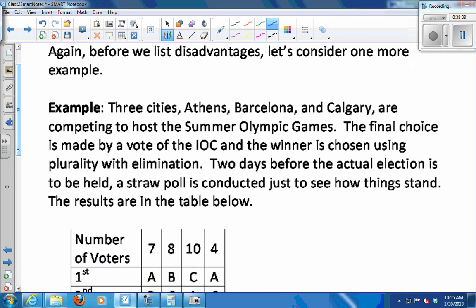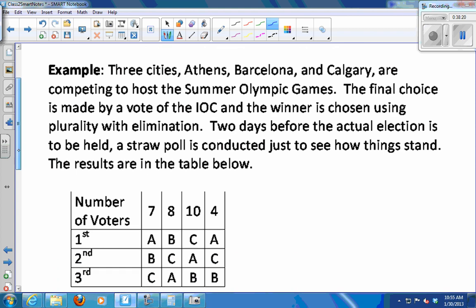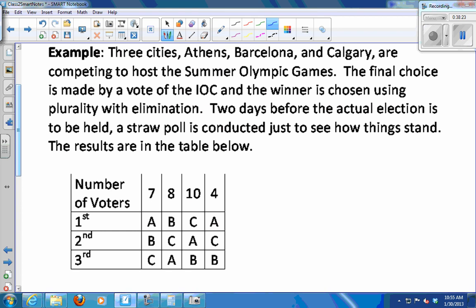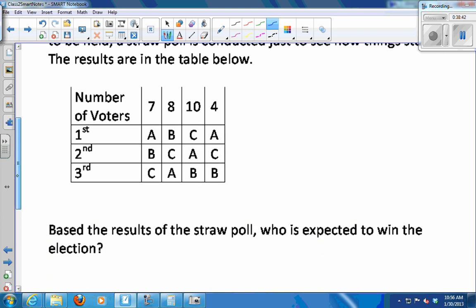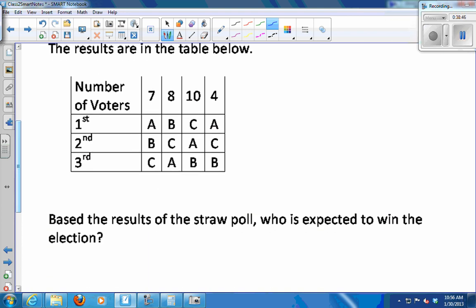So again, before we list its disadvantages, we're going to consider one more example. We have 3 cities, Athens, Barcelona, and Calgary, competing for the Summer Olympic Games. The final choice is made by a vote of the International Olympic Committee. The winner is chosen using plurality with elimination. For real, this is how the International Olympic Committee decides. So 2 days before the real election is to be held, they have a straw poll. Just a quick tally to see where people stand, right? So these are the results of the straw poll. Based on these results, I want you to figure out who wins. So calculate the winner using plurality with elimination in your groups.